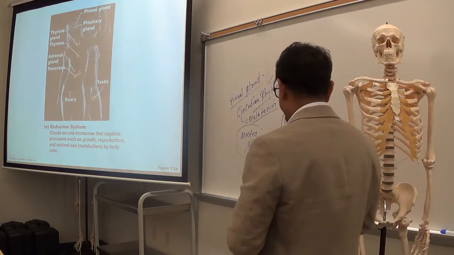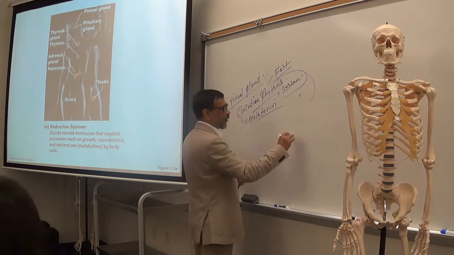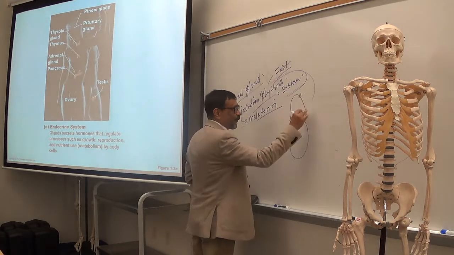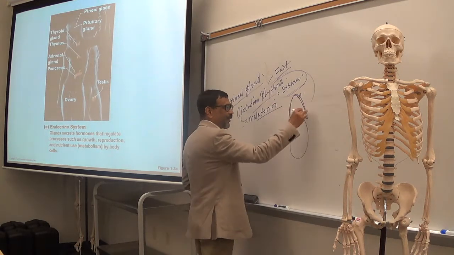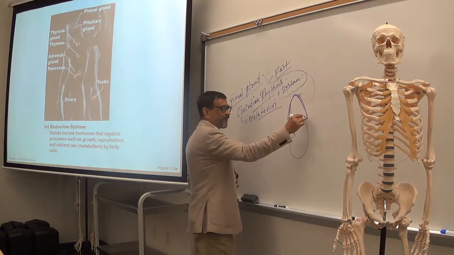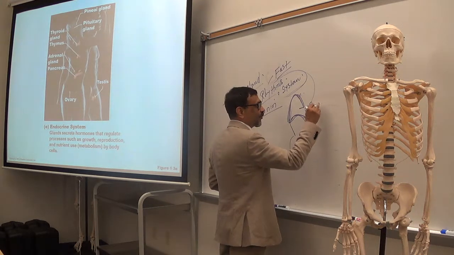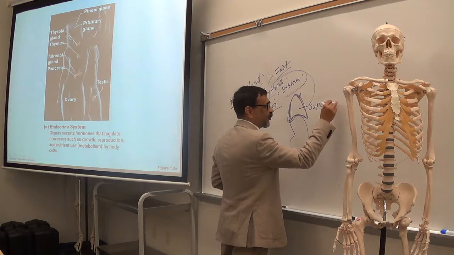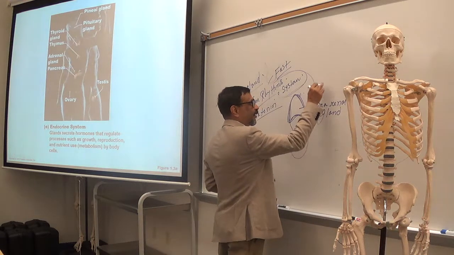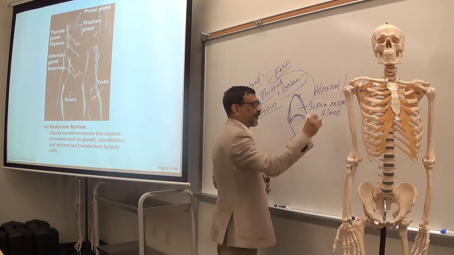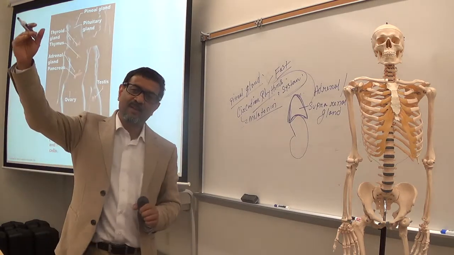Now, let's go down. On the top of your kidneys, how many kidneys you have? Two. So, on the top of your kidneys, you have the adrenal glands. So, you have two adrenal glands on the top of two kidneys, like the crown of the kidney. That's why it is also called supra. Supra means above. Renal means kidney. Adrenal or suprarenal gland. Make sense?